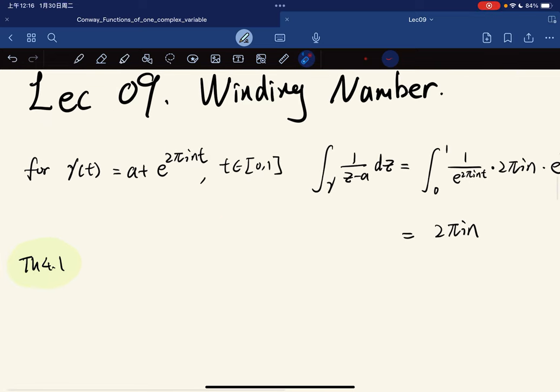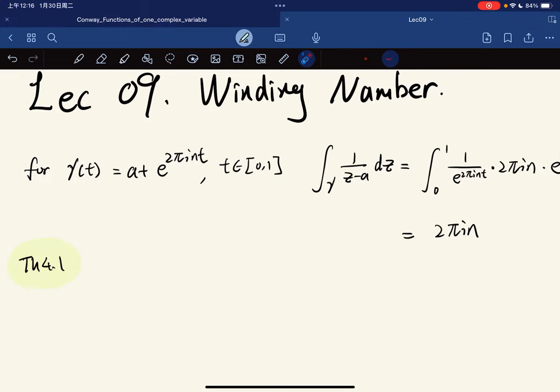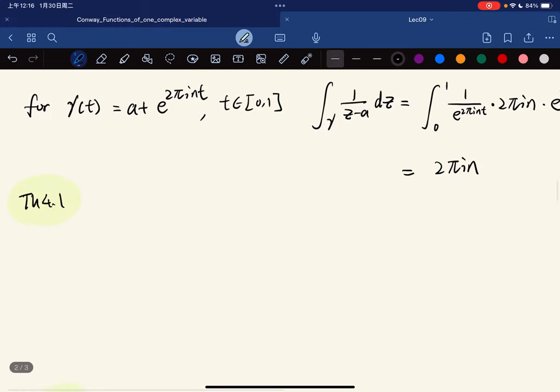So this leads to Proposition 4.1, which is that this thing is always an integer, for gamma between 0 and 1, and f is not on the curve. Well, this is a closed rectifiable curve, but we just proved that it works for smooth curves. Because we're not really interested in piecewise smooth or closed rectifiable curves. Our focus is on smooth curves.